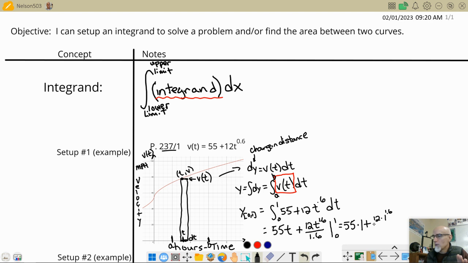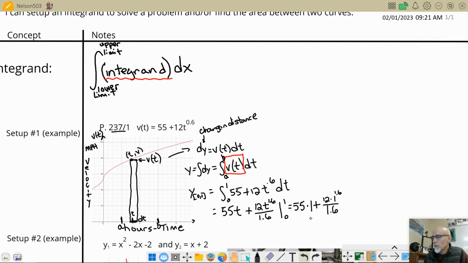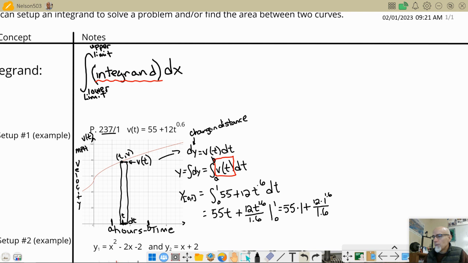You might say, why are you doing that, Nelson? All of that is just 1, right? I mean, 1 times 55, and this is 1 here. But I'm just making it hopefully clear what the heck I'm doing. Okay, and now let's see, all of that's going to become 55 plus 12 over 1.6.